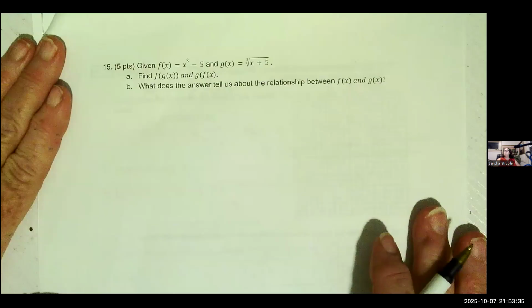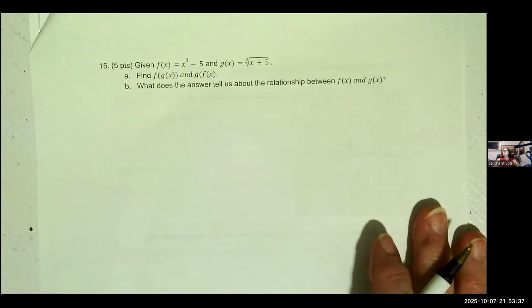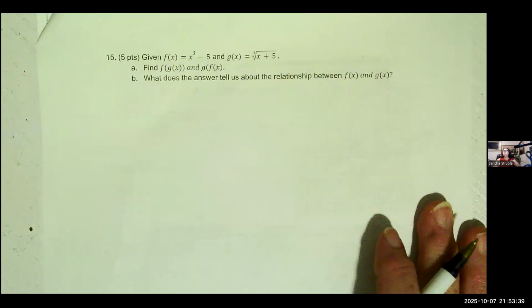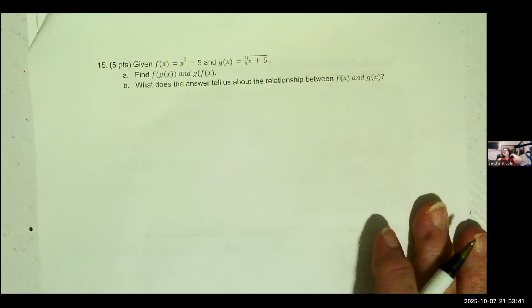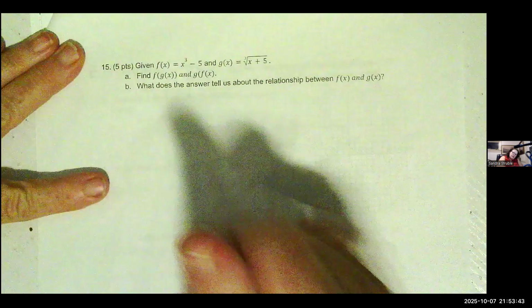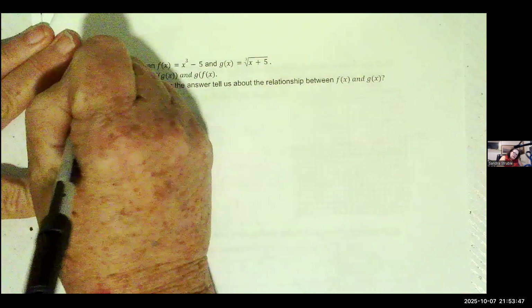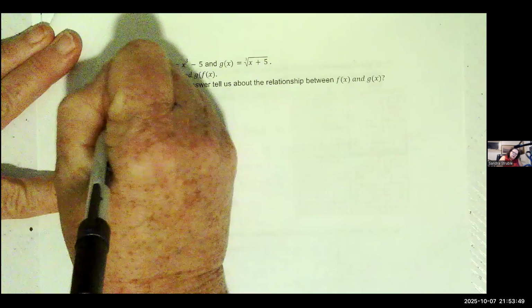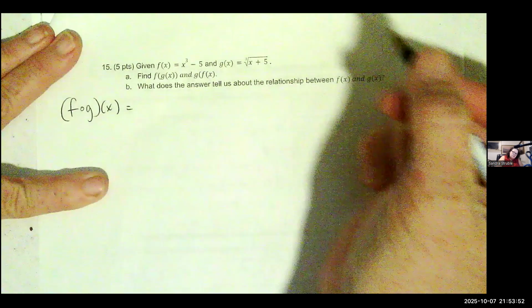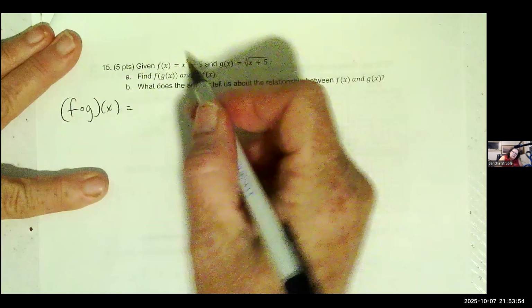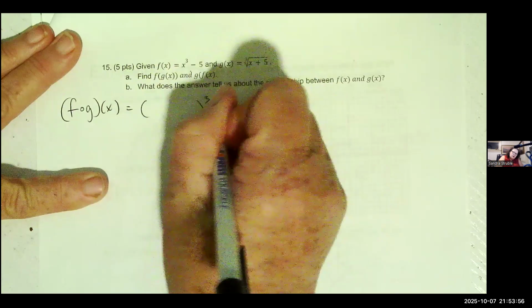All right, given f of x is x cubed minus 5 and g of x is the cube root of x plus 5, find the compositions of them. What does the answer tell us about the relationship between the two? So we're finding compositions. All right, f of g. And if you prefer to write it like f composed with g of x, it's totally your choice. It's the same thing. That just means that we're taking the f function, and everywhere there's an x, I'm shoving in the g function.